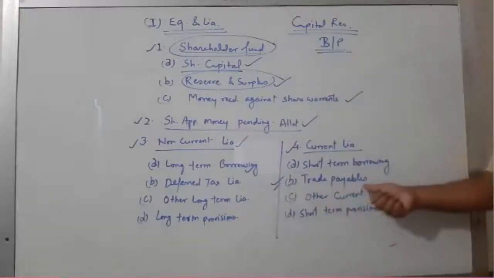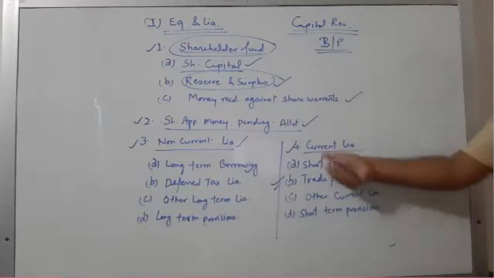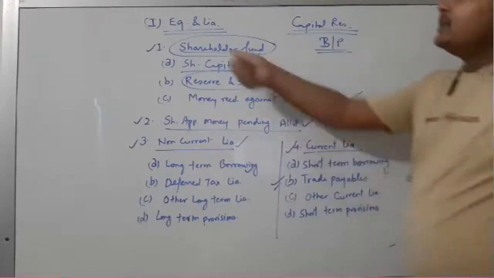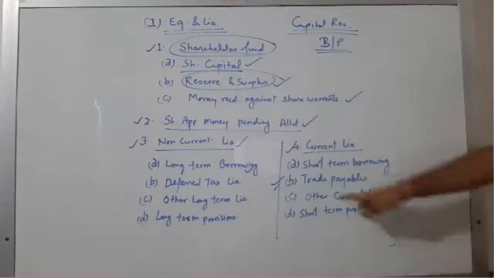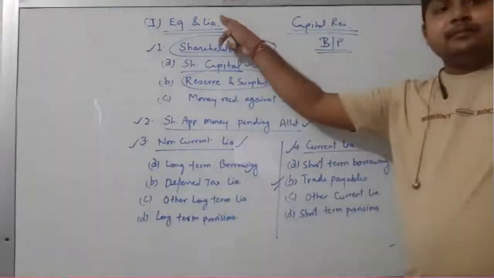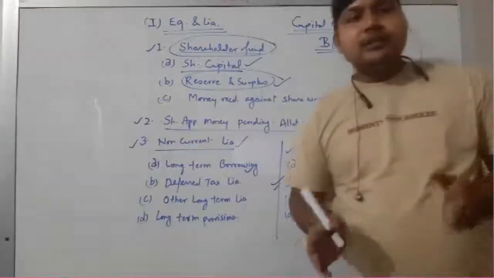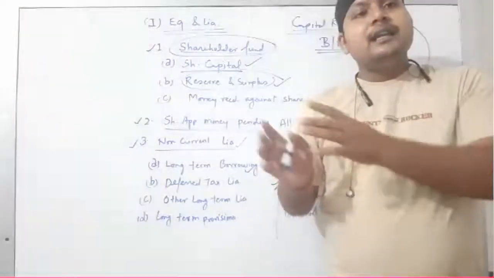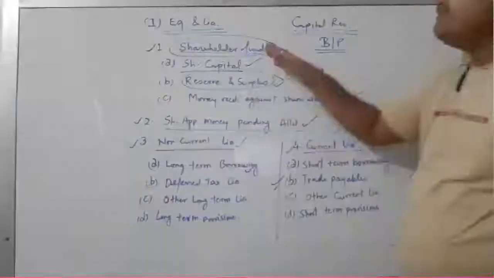ट्रेड पेबल में आएगा. So the address of bills payable is trade payable under current liability under equity and liability. So this is a subhead, this is a main head, and this is a side. Okay, so this is the first video of accountancy. In the next video, I will give you the detailed information on each and every head.